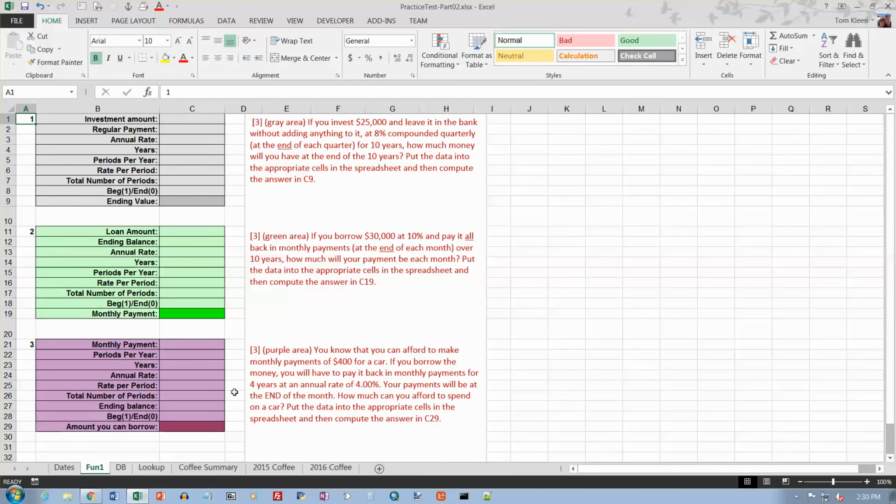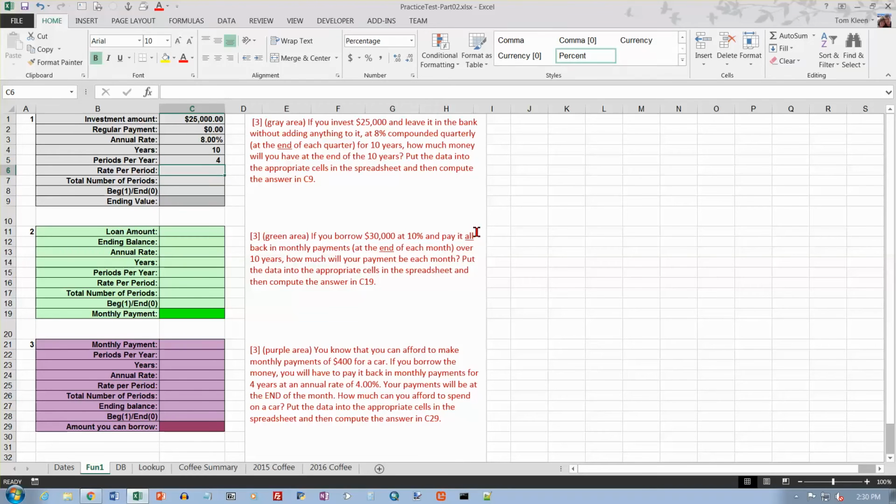Let's go on to some financial functions here. And so the gray area over here is if you invest $25,000, leave it in the bank without adding anything to it. So my investment amount here, that's going to be present value, by the way, is $25,000. I don't add anything to it, so my regular payment is going to be 0. The annual rate is 8%.